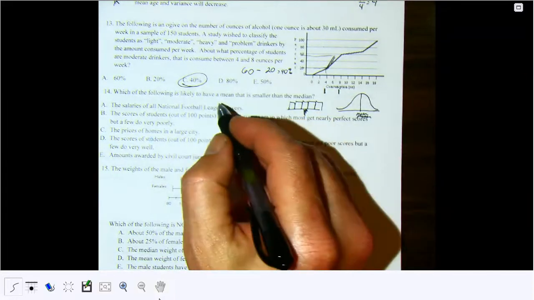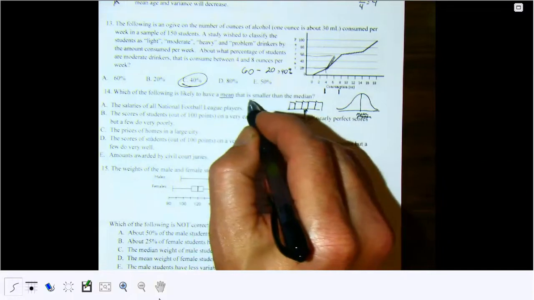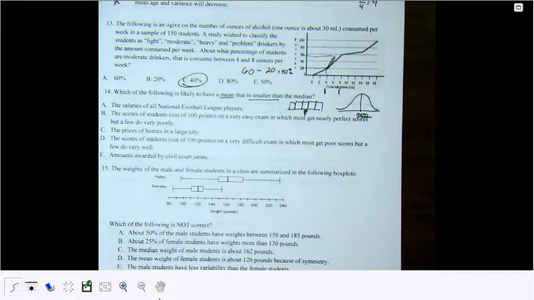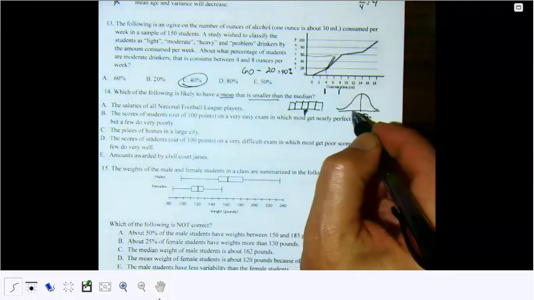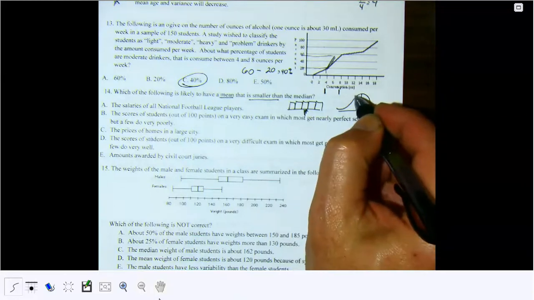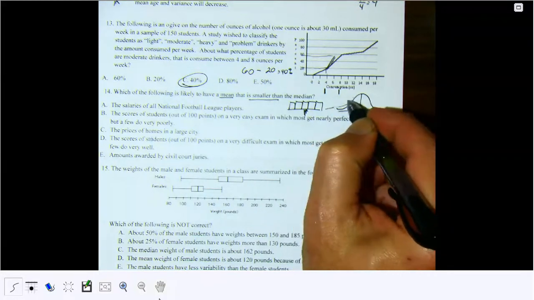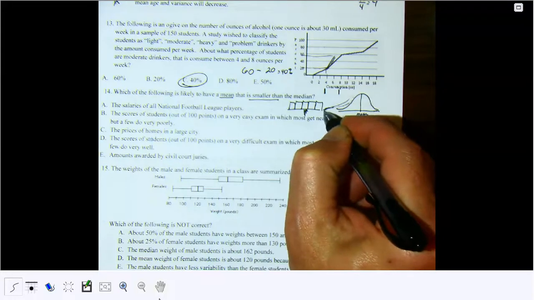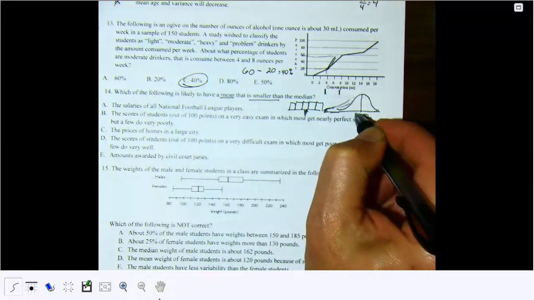It needs to have a mean that is smaller than the median. So that means we have to have something that drags my mean below. If I stick on some extra things down here and I get some smaller values over here, that's going to force my mean to move that way. So we need to find something that is going to be skewed to the left. Okay, so we are looking for skewed left.